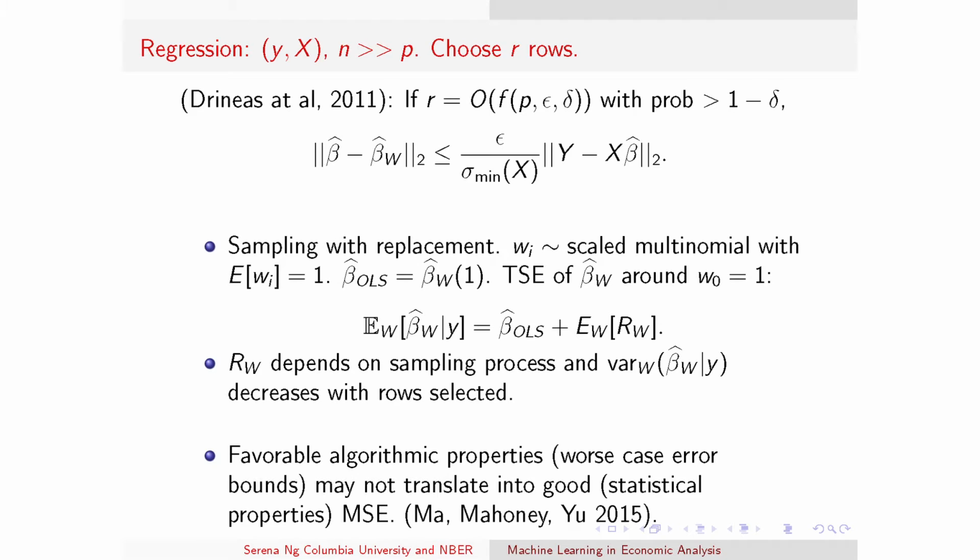The one paper I'm aware of that analyzed this particular type of sampling procedure is a paper by Bin Yu and Mike Mahoney. What they show is that an estimator that has desirable algorithmic properties may not translate into good statistical properties. It may not do worse, but it's not doing any better. So an estimator that has proven to have the best worst case error bound may not do well in a mean square error sense. I leave this as an open question, how that translates into our more complicated estimation problems.